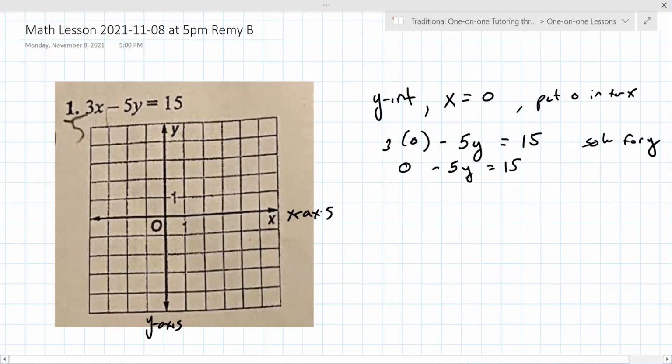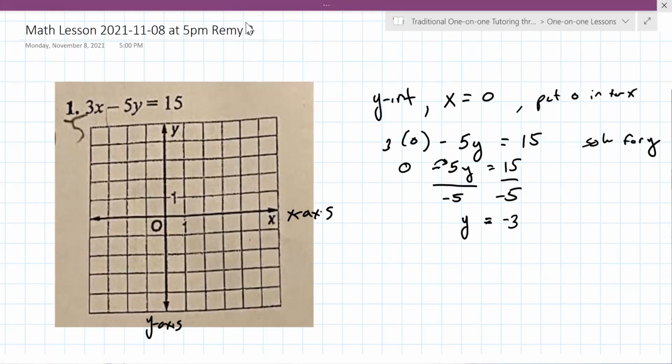Okay, so we've done this before. What do you divide both sides by to solve for y here? You divide by the number in front of y, which is -5, because that goes with it. So y equals 15 divided by -5. What is that? 15 divided by -5 is -3.